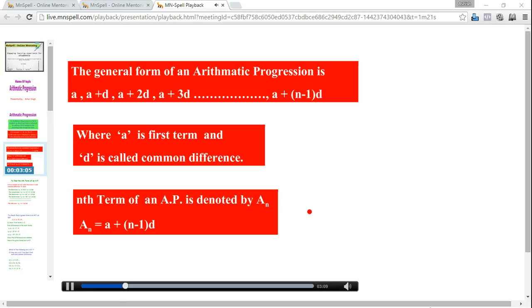Now comes the general formula for the arithmetic progression. If we have an arithmetic series a, a plus d, a plus 2d, a plus 3d and so on, then the nth term is given by the formula an equals a plus n minus 1 into d, where a is the first term and d is the common difference. So we can say the nth term of an AP series can be given by an equals a plus n minus 1 into d.